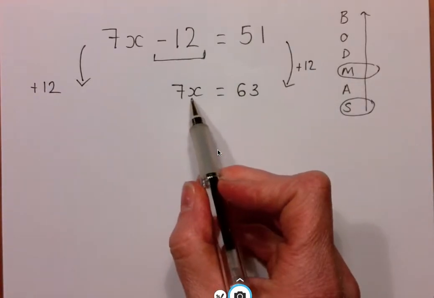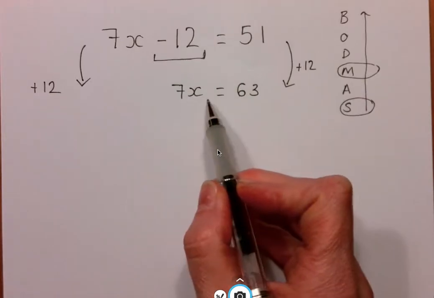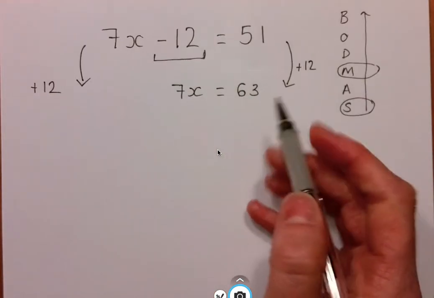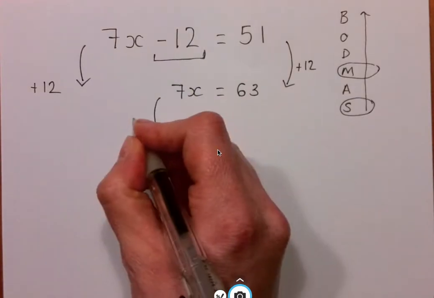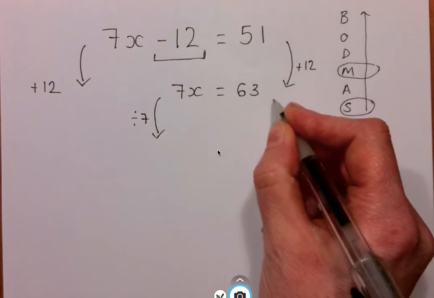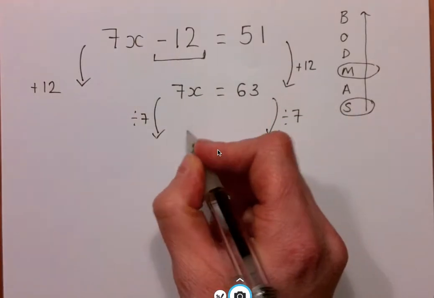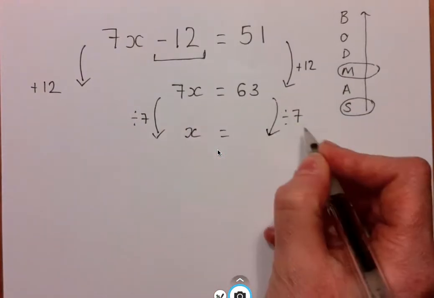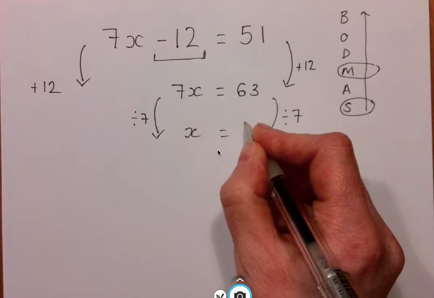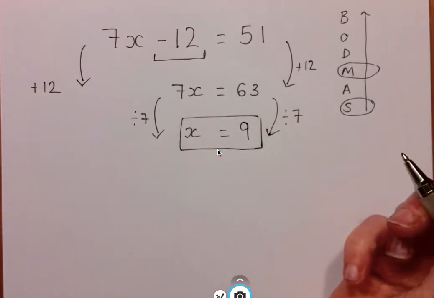So we know 7x means 7 times x. So now we do the opposite of multiplying, so we divide. The opposite of timesing by 7, so that we get x on its own, is to divide by 7. So if we divide both sides by 7, 7x divided by 7 just leaves us with 1x, so we write x. And 63 divided by 7 leaves us with 9. So the answer is x equals 9.